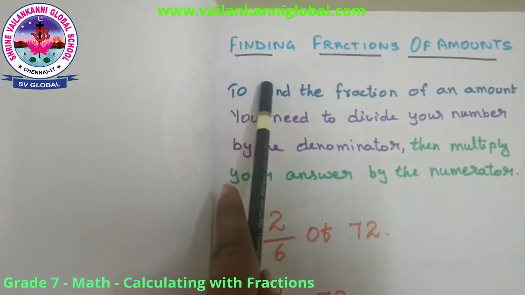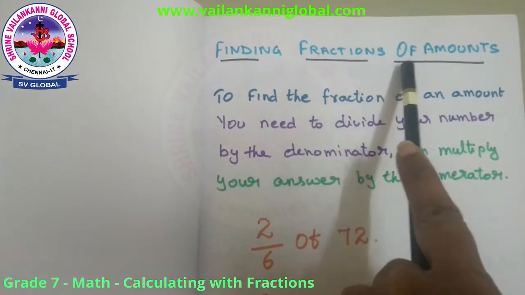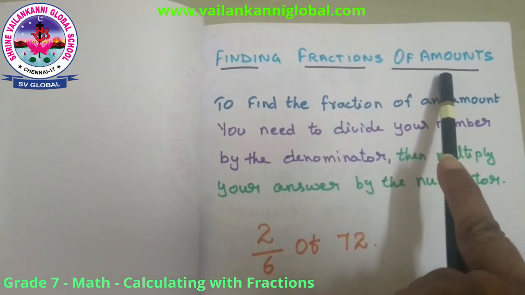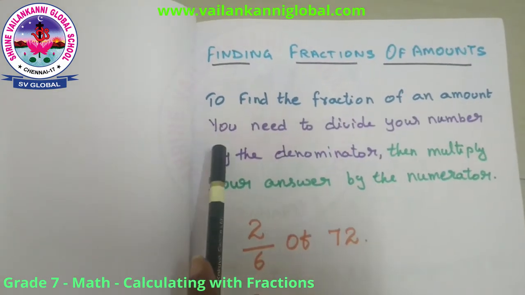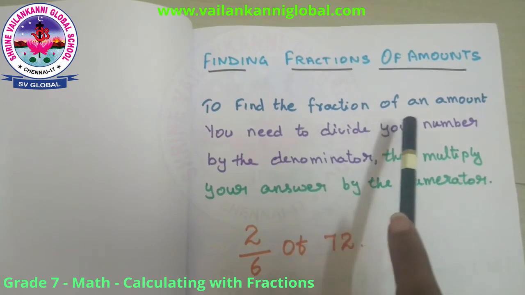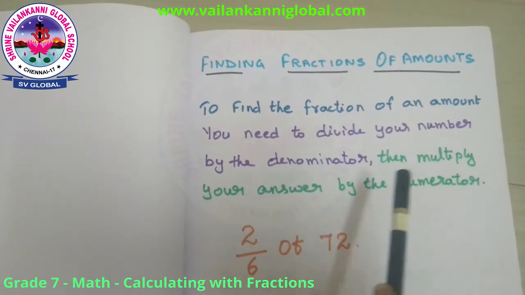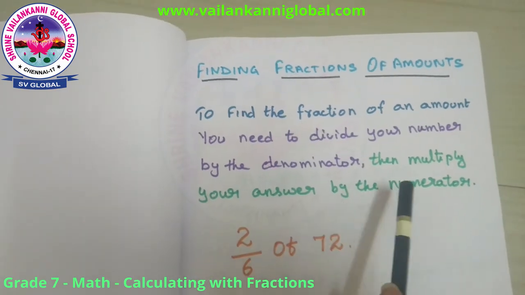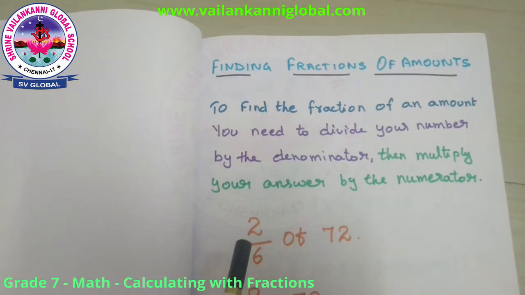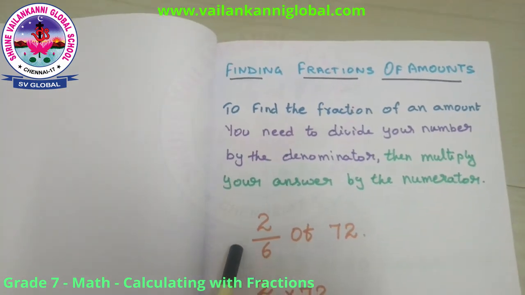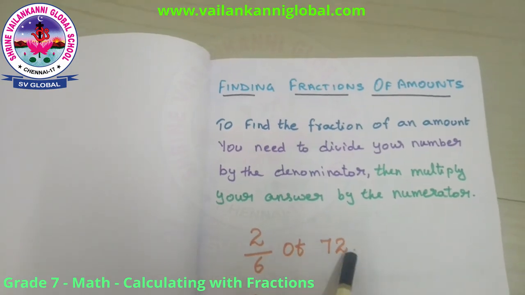Then the next thing we are going to read about is how to find the fraction of an amount. To find the fraction of an amount, we need to divide the number by the denominator, then multiply our answer by the numerator. That is, first we need to multiply the fraction with the amount.